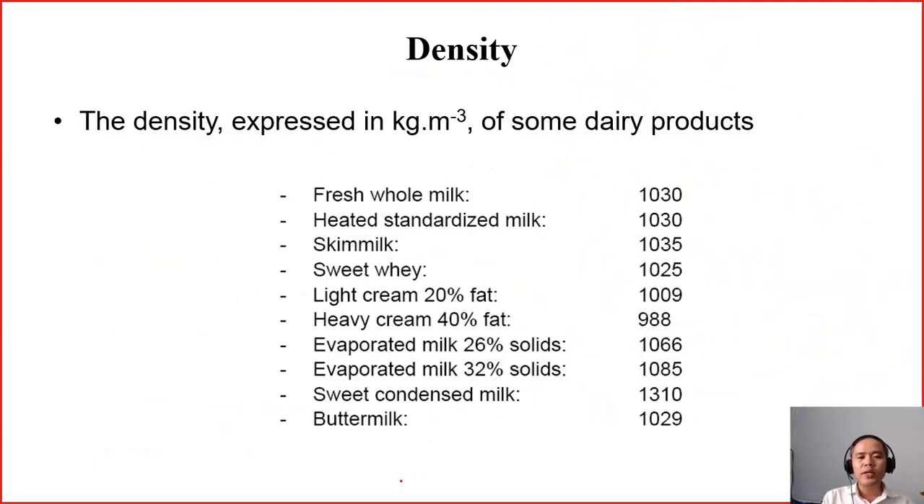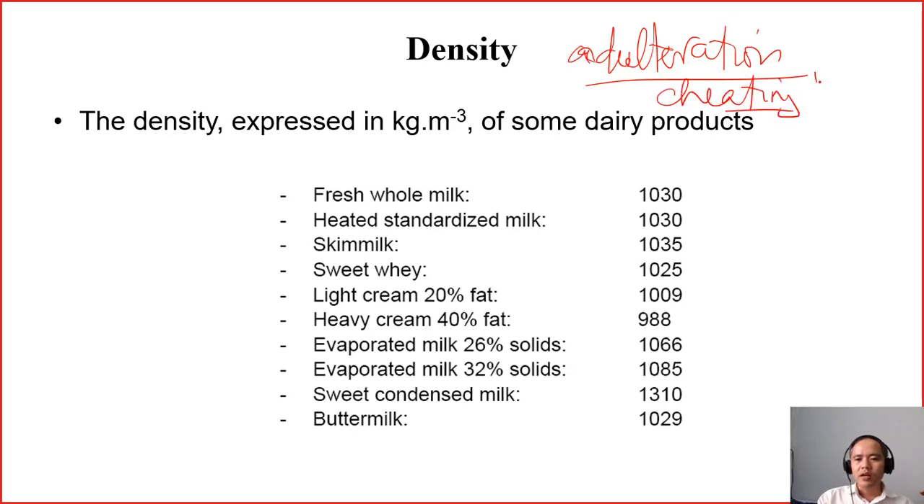Why do we need to know the density? Because in reality, there are many cases of adulteration. We will discuss this again in some slides. Adulteration means kind of like cheating. Okay, so some not so honest people try to add water into milk so they can sell it for a higher volume, right?